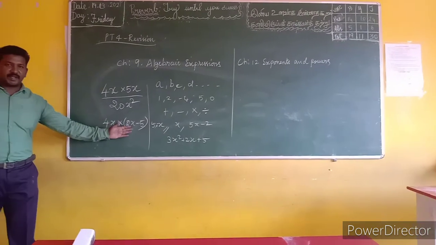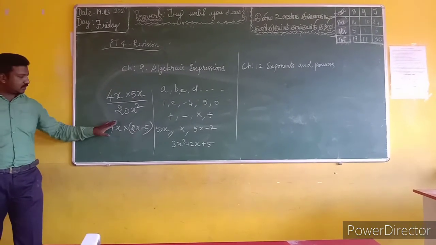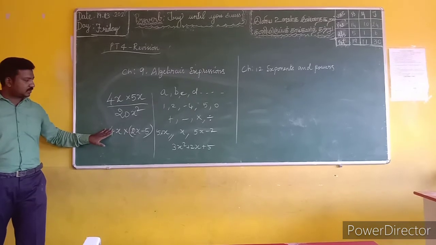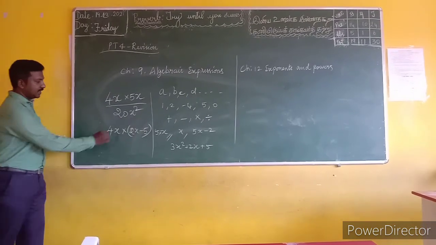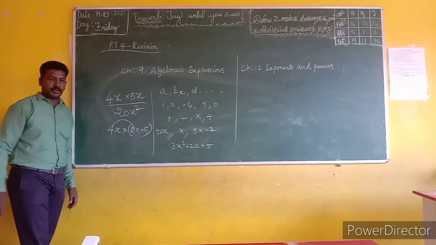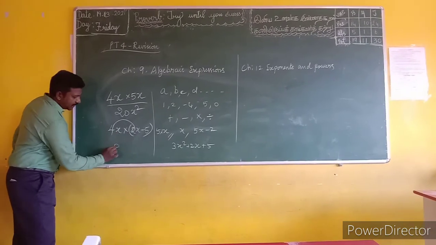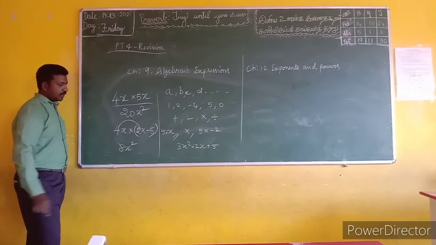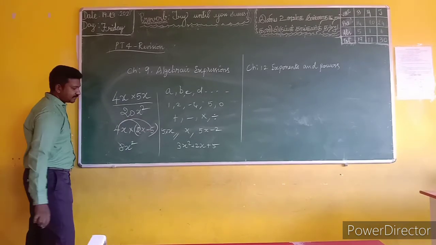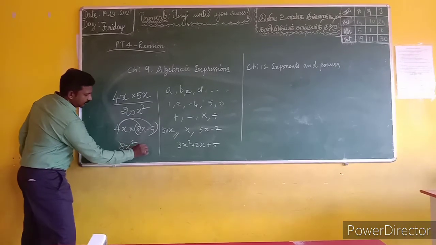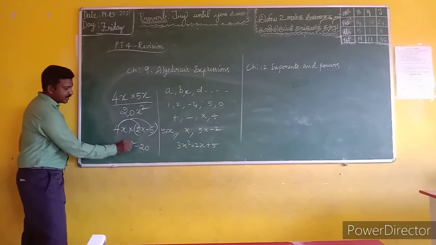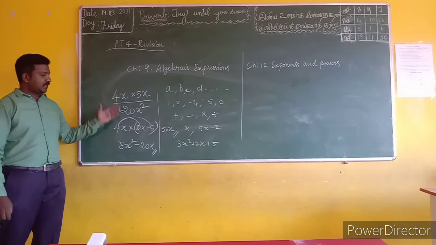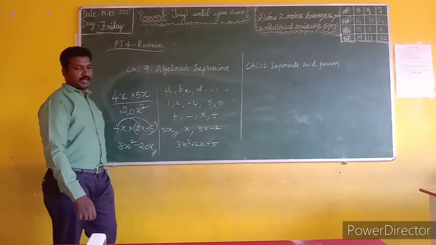So how can you multiply here? You can multiply the first term to the first term inside of the bracket. Next, first term to second term. That is 4x into 2x. 4 2s are 8. x into x, x square. Again you can multiply 4x into minus 5. 5 4s are 20. Here only one x is there, that is x. This is the answer. So multiplication is there, addition also there, we can do that.